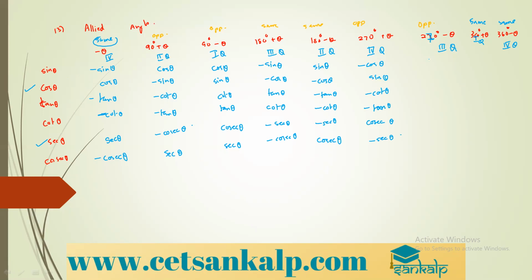In the third quadrant, opposite, and only tan and cot are positive. Tan's opposite is cot theta, cot's opposite is tan theta. Remaining all except tan and cot are negatives and opposites. So minus cos theta, minus sin theta, minus cosecant theta.